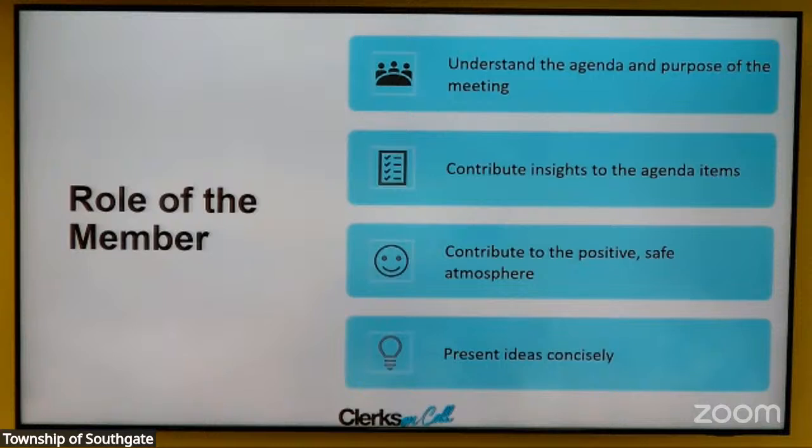And generally, each council member must ensure that they understand the agenda and the purpose. Oops, I just said that. My apologies. Looking at my notes twice.